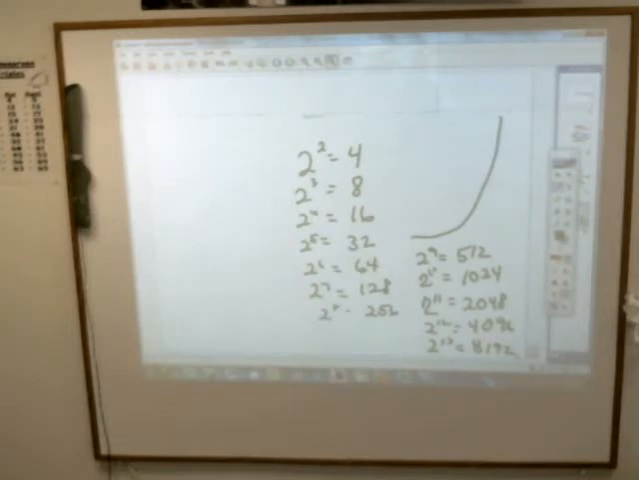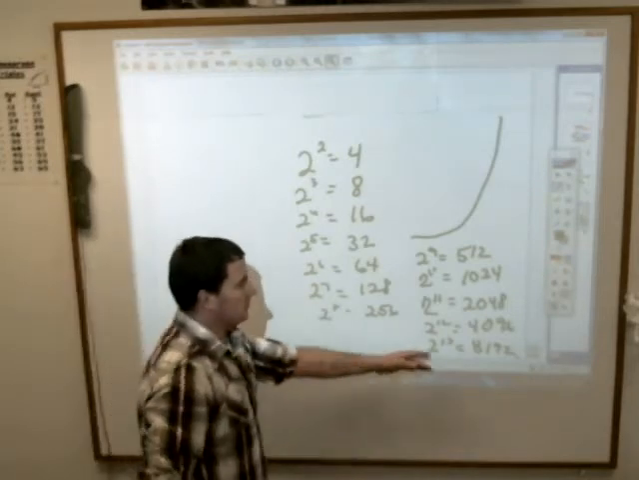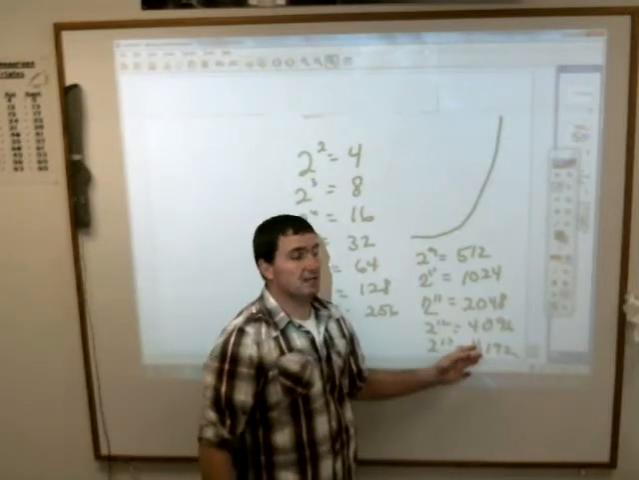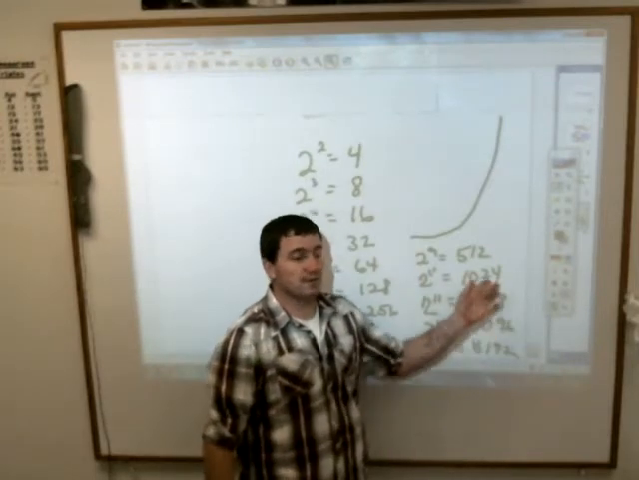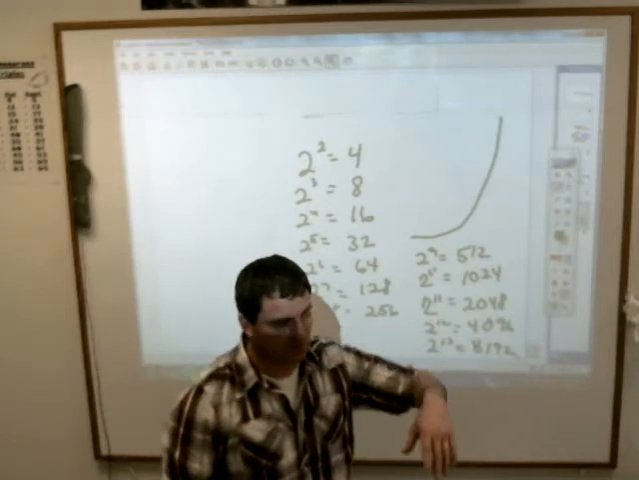then all of a sudden they start getting faster and faster and faster and faster. I mean, if you kept going out with this, the next one's going to be somewhere around 16,000, and then it's going to be around 32,000, and then 64,000, 128,000, and so on and so on.